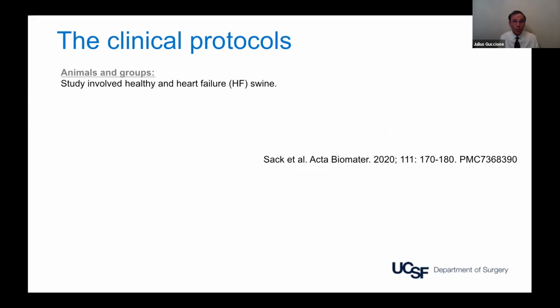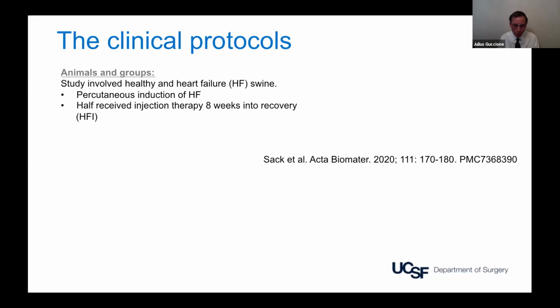So we studied swine before creating an infarction and afterwards. Like atherosclerotic plaque rupturing, the myocardial infarctions were produced percutaneously. And it took at least 8 weeks for the ejection fraction to drop down to 35% or less. And then 8 weeks after myocardial infarction, that's when the polymer injection therapy was performed.